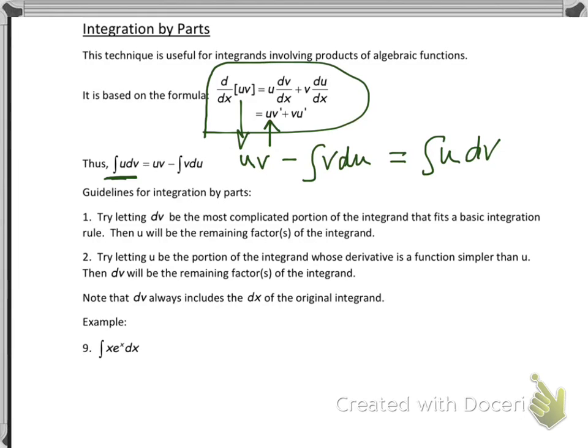So here are some guidelines. Try letting dv be the most complicated portion of the integrand that fits a basic integration rule. Then u will be the remaining factors of the integrand. Okay, another rule. Try letting u be the portion of the integrand whose derivative is a function simpler than u. Then dv will be the remaining factors of the integrand. Note that dv always includes dx of the original integrand.